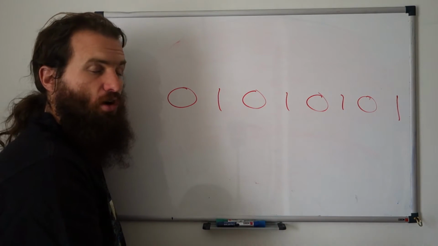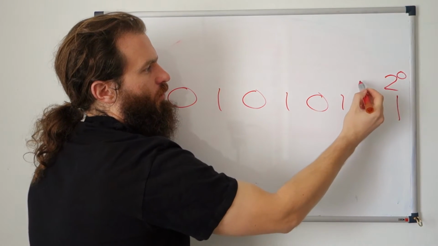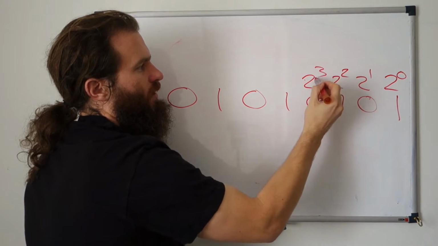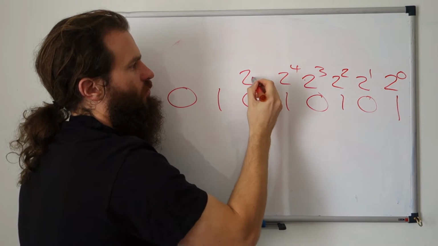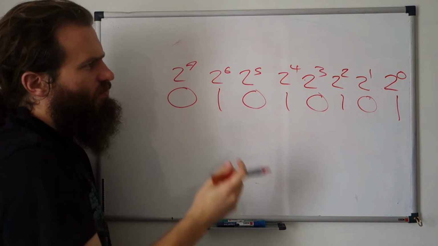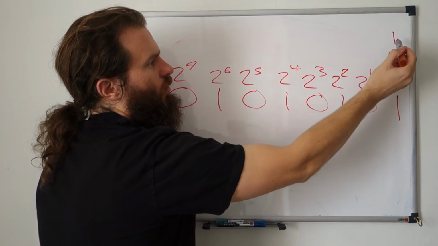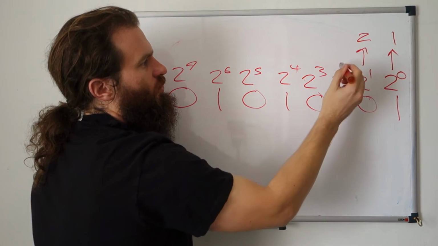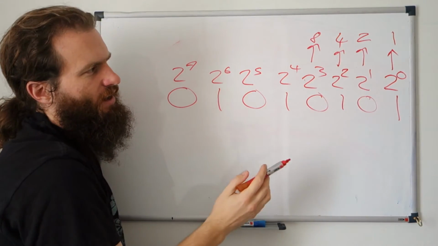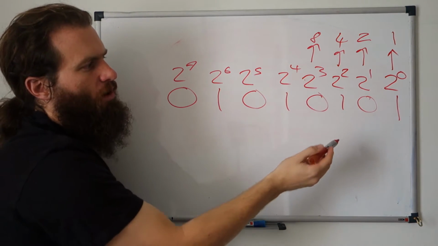So I need the powers of 2, which is the binary's base. Starting from the right, we've got 2 to 0, 2 to 1, 2 to 2, 2 to 3, 2 to 4, 2 to 5, 2 to 6, and 2 to 7. It's useful to actually write out what these values are. So 2 to the 0 is 1, 2 to the 1 is 2, 2 to the 2 is 4, 2 to the 3 is 8, and I think you can already see what's happening here. We're actually doubling each time, multiplying by 2 each time we go up a step.